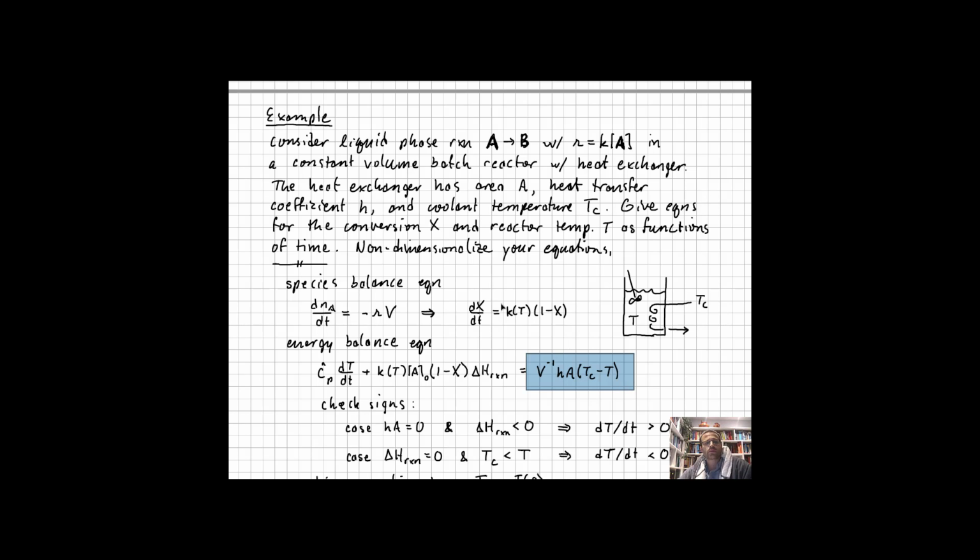All right, so let's start from the beginning. Our species balance equation says that dN_A, the number of moles of A, with respect to time is changing according to minus r times V. We can go through and do exactly the same kind of steps that we did before.